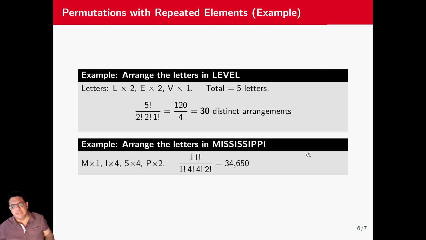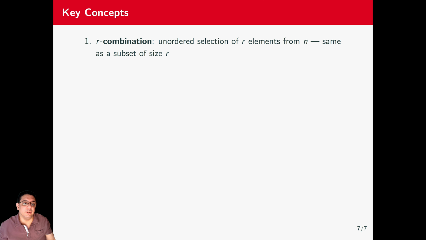A more complex one will be, let's think about MISSISSIPPI. If we do MISSISSIPPI, I have 1 M, 4 I's, 4 S's, and 2 P's. So in total, we have 11 letters here. So yeah, 4, 8, 11. And so we can go with 11 factorial divided by 1 factorial, 4 factorial, 4 factorial, 2 factorial. And that's going to give me a total of 34,650 different arrangements.